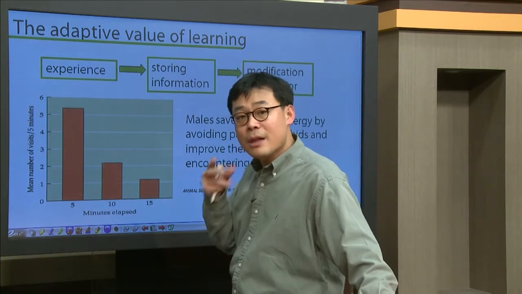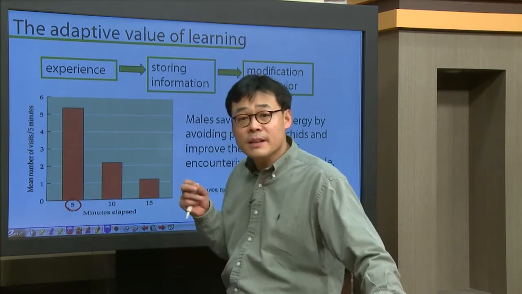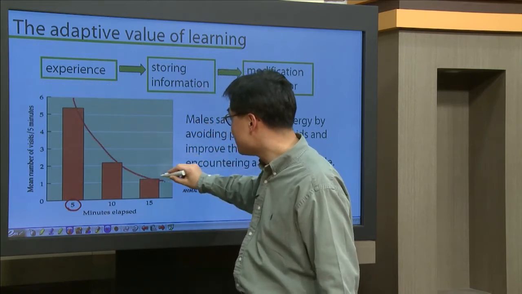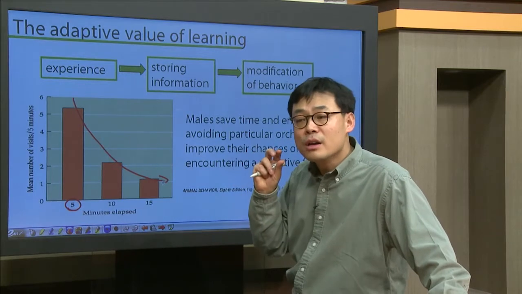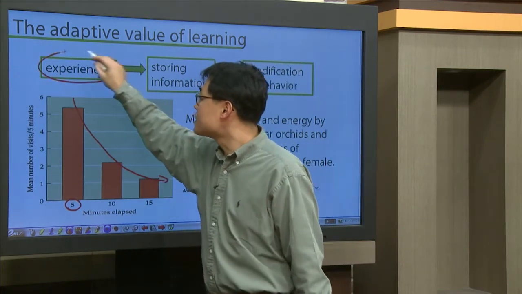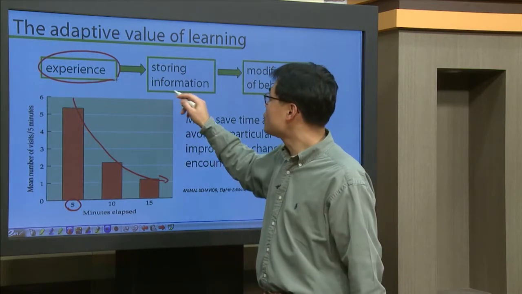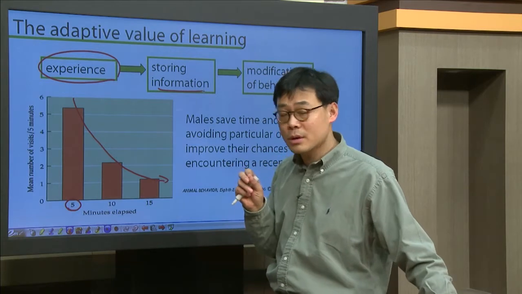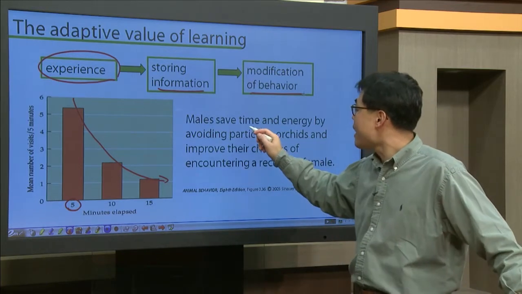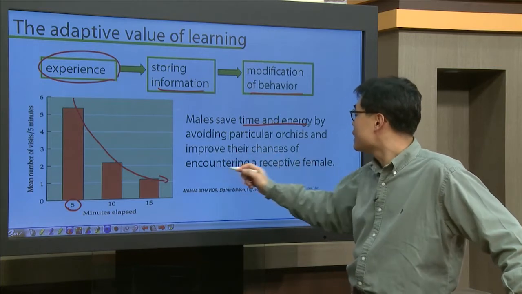So when you transfer a flower to a new place, at the beginning this particular flower is visited by many male wasps. But as time goes by, the number of visits by the males tends to decrease, because the males learn to avoid these particular flowers. This male wasp uses his experience of mating with this orchid flower, realizes that this is not a real female, and stores the information about the location of that flower. Then he changes his behavior by not visiting the same flower again. That way, males save time and energy by avoiding that particular orchid, and at the same time, it improves their chances of encountering a receptive female.